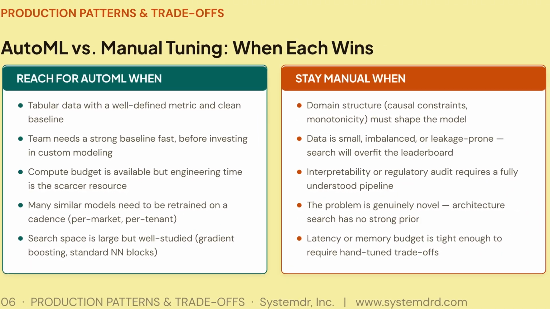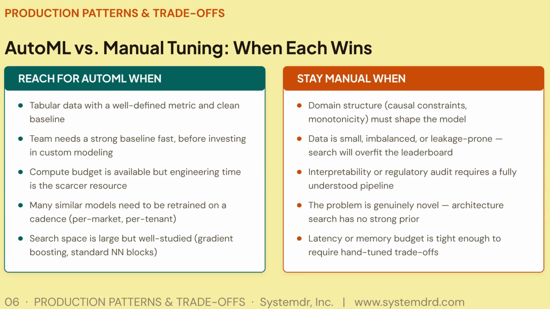So when should you actually reach for AutoML, and when should you stay manual? This is a decision framework, not a universal ranking. Reach for AutoML when you're working with tabular data and a well-defined metric with a clean baseline, when your team needs a strong baseline fast before investing further engineering time, when compute budget is available but engineering time is the scarcer resource, when you need to retrain many similar models on a cadence, think per market or per tenant models, or when the search space is large but well-studied, like standard gradient boosting or common neural network blocks.